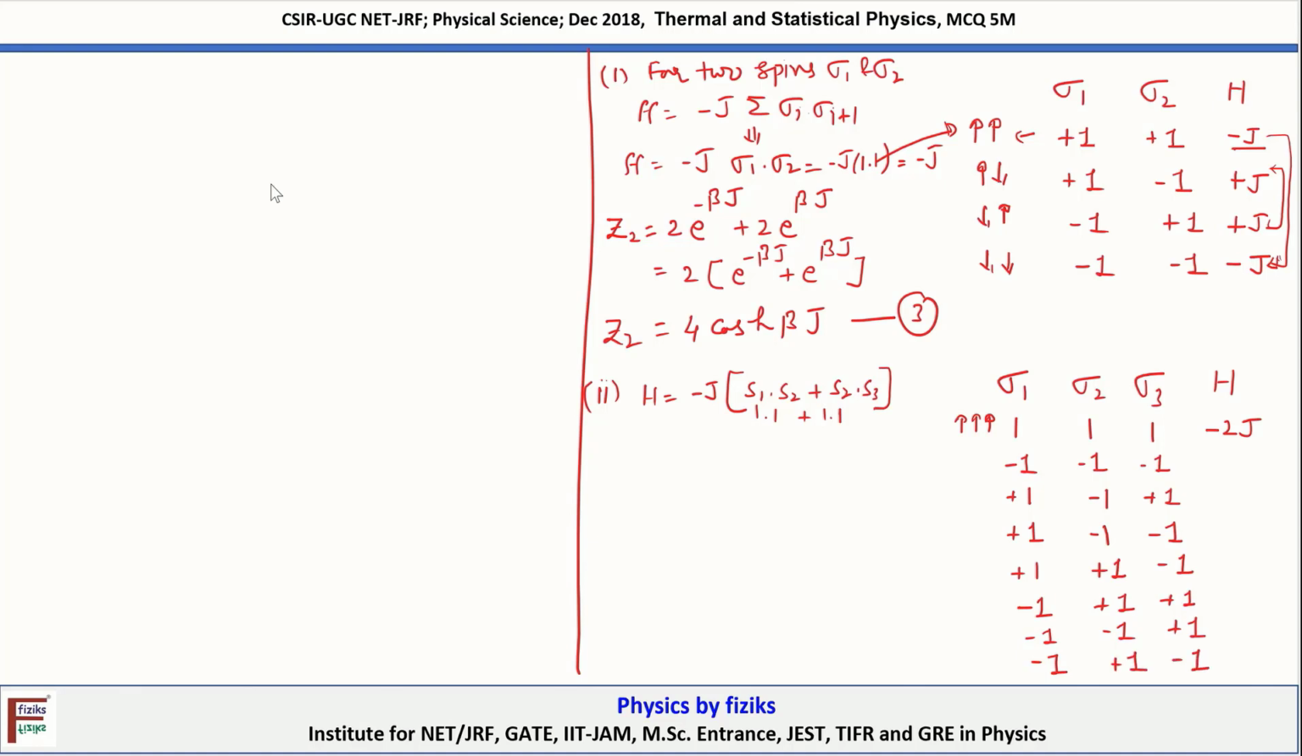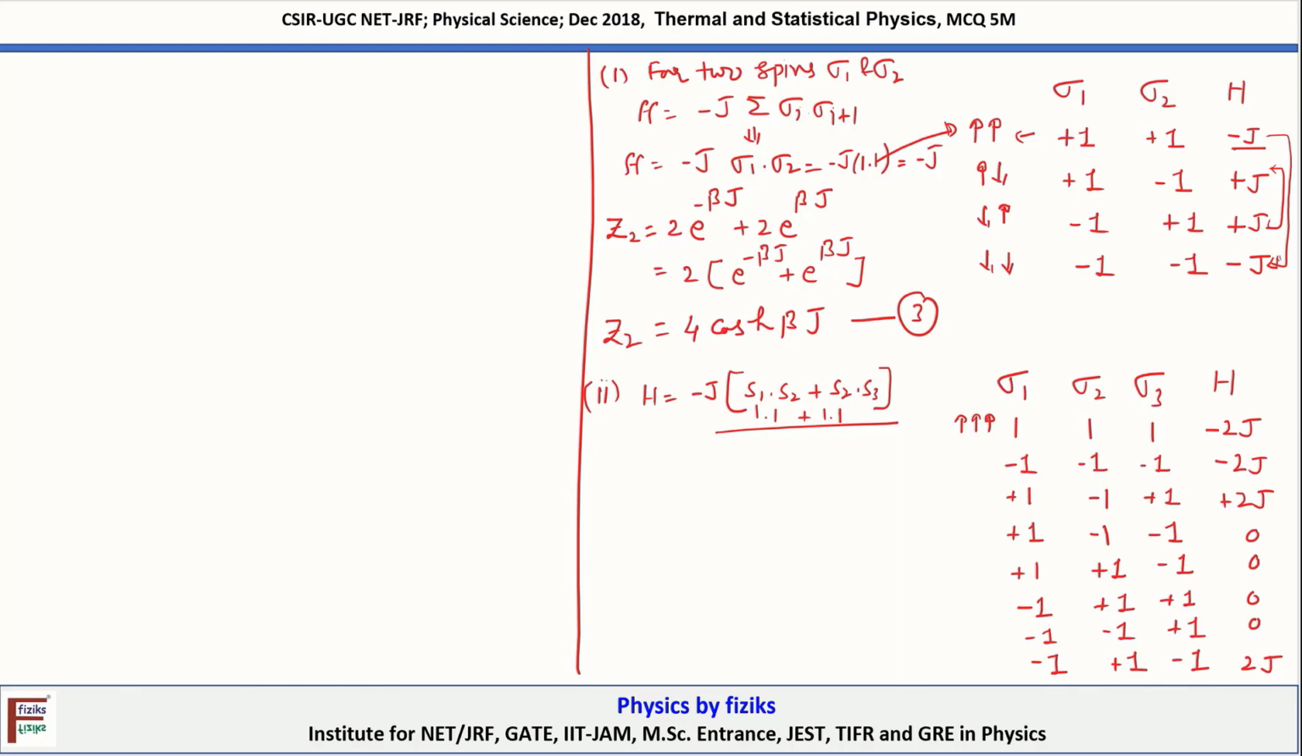So let me write the possible energy values. -2J, for this case you will obtain -2J again, and for this case you will obtain a value of 2J, and then 0, 0, 0 for this case, and 0 for this case, and 2J for the last case. All these values can be easily verified by making use of this expression. Now once all these microstates and associated energies are known to us, then we can write the partition function.